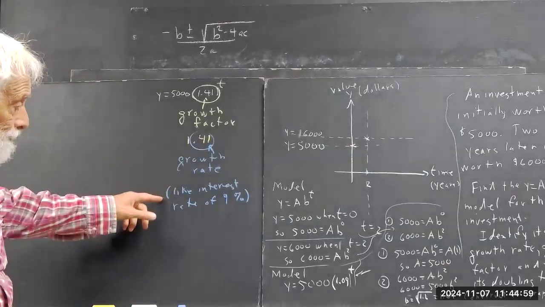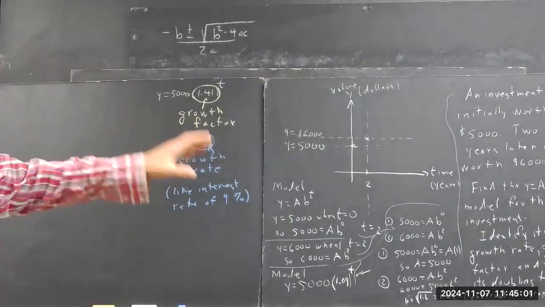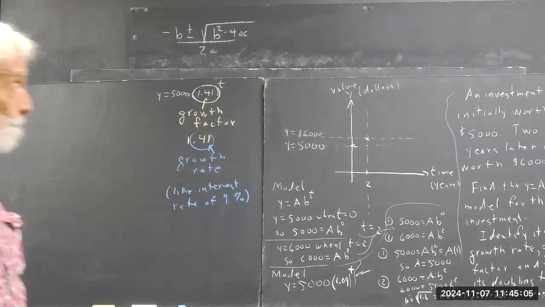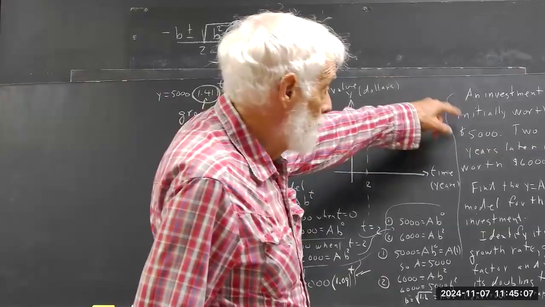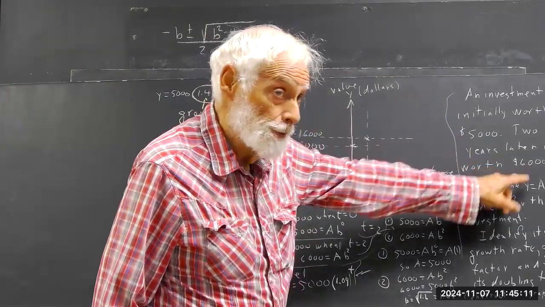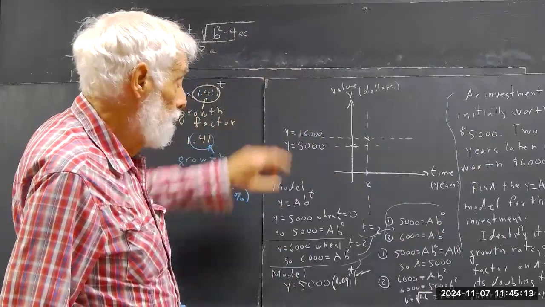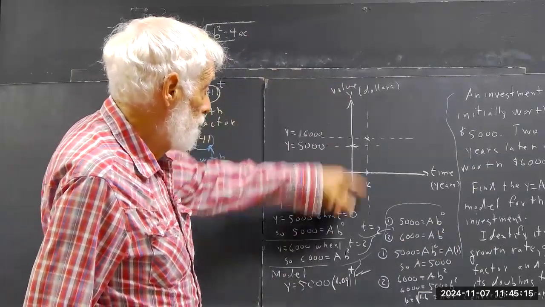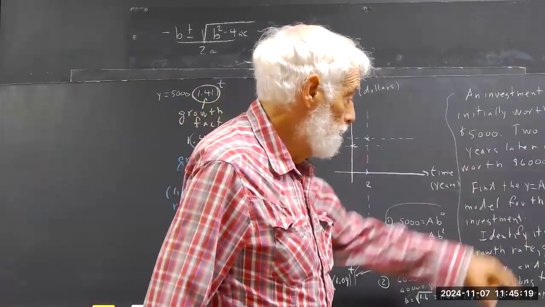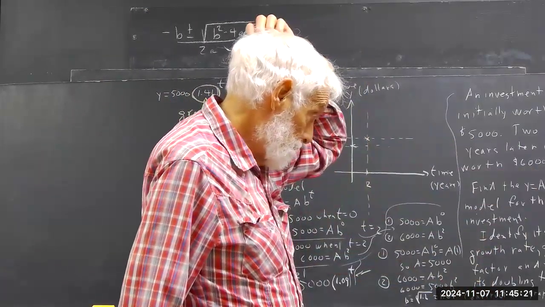So there are three things we need to understand about the exponential function. Again, investment initially worth $5,000. 2 years later, it's worth $6,000. You can display that as 2 points on a graph. I do recommend you draw these projection lines. Then find the y equals a b to the t model for this investment.